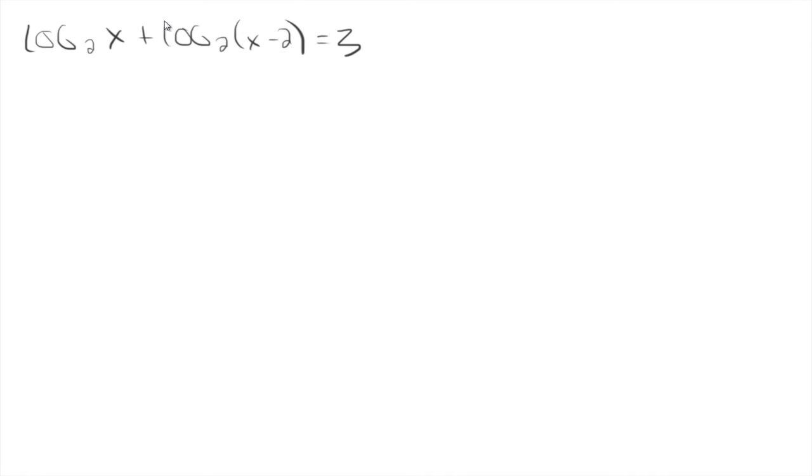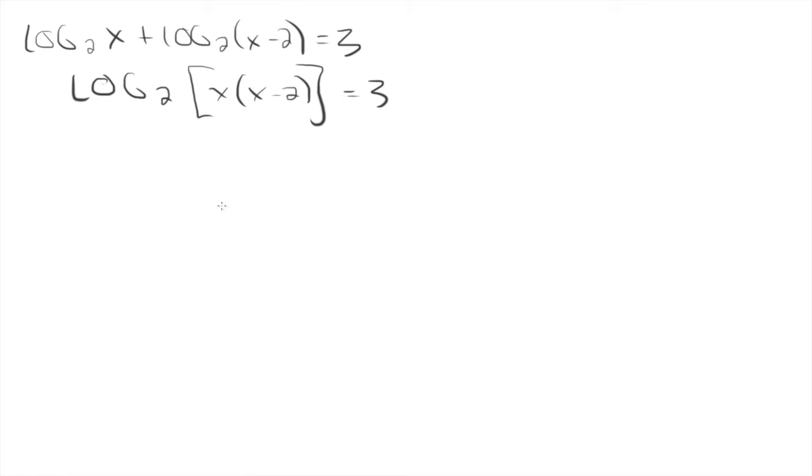Notice we have two logs on the left side and no logs on the right side. In order to isolate the x, we have to combine the two logs on the left side. So we're going to use a property where we take the sum of two logs and write it as a single log, the product. So it's log base 2 of the quantity x times x minus 2.